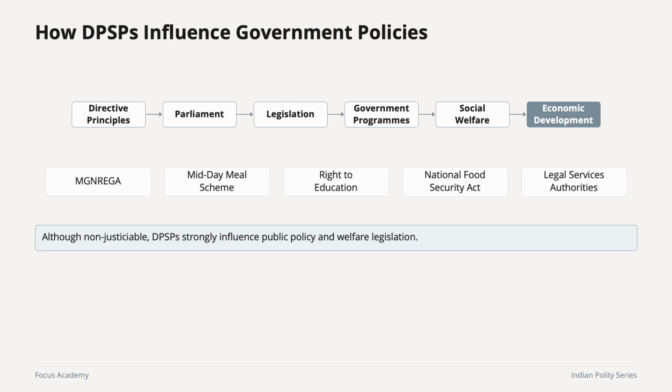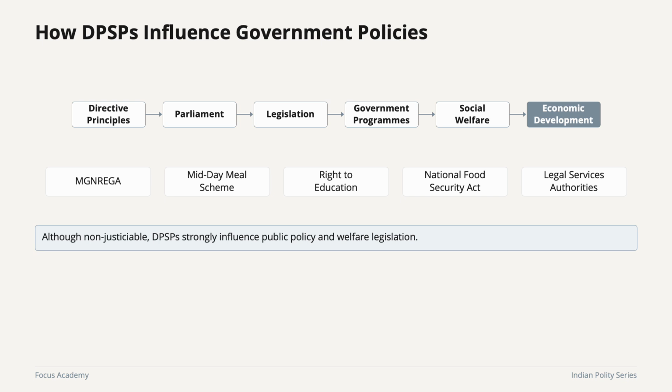Now this is how the DPSP influence government policies. The directive principles will be used in the Parliament to legislate, to pass a law, right? And once the government passes a law, it becomes government programs. And these government programs are social welfare programs, and they provide economic development to the community. Let's just say one of the directive principles of state policy is to uplift the economic status of the poor people, right? So what did they do in the Parliament? They used that directive principle and they thought of an idea.